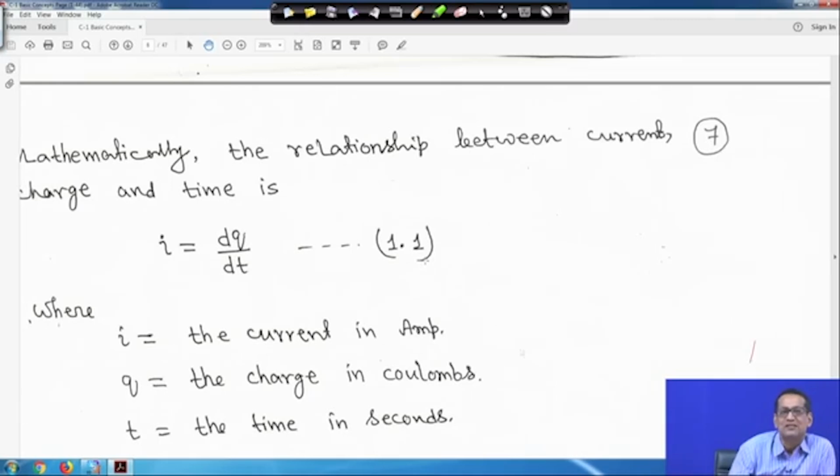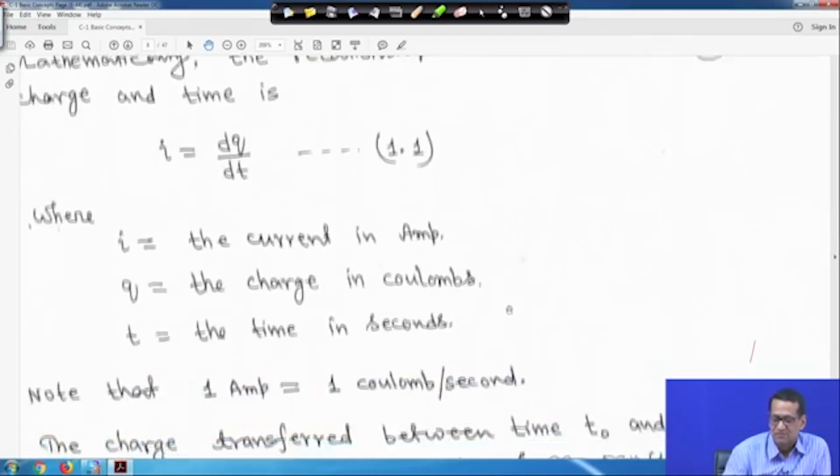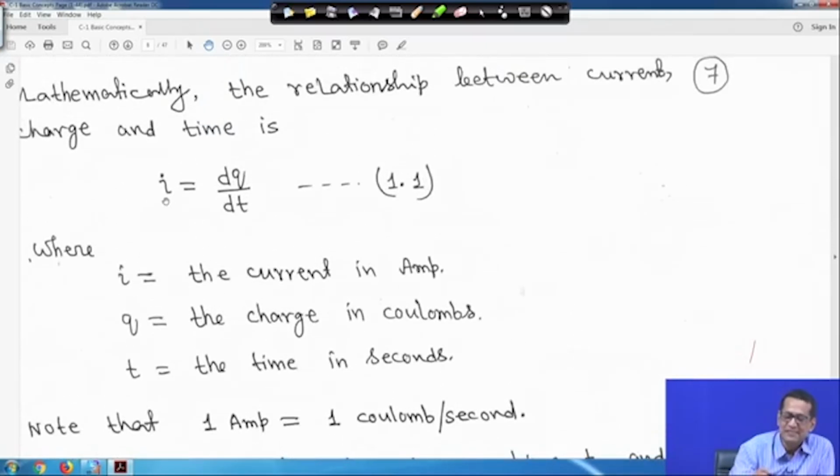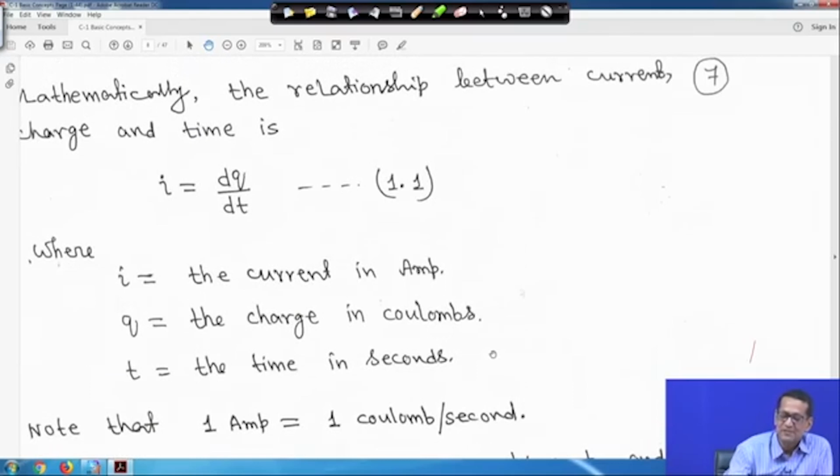This is equation 1.1, where I is the current in ampere, Q is the charge in coulombs and T the time in seconds. So, current is I equal to dq by dt. You note that 1 ampere is equal to 1 coulomb per second. That means if this side is 1 ampere, this side has to be 1 coulomb per second, right. Suppose dq is 5 and dt is also 5, so it will be 1 coulomb per second.